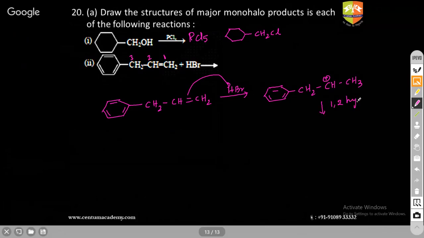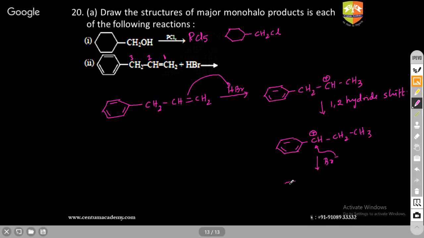1,2 hydride shift, which makes the carbocation even more stable. CH positive, CH2, CH3. And then the Br minus will attach onto this carbon atom, and the final product will be this, CHBr, CH2, CH3. This is the answer in this question. Did you get this? Understood?